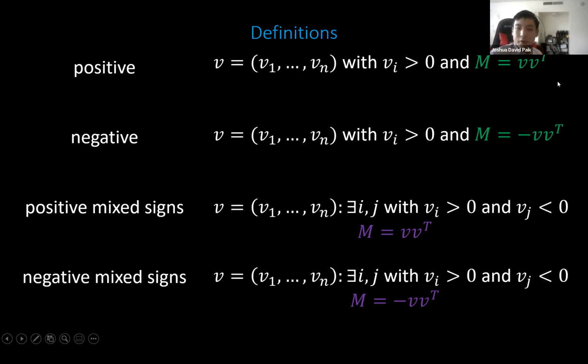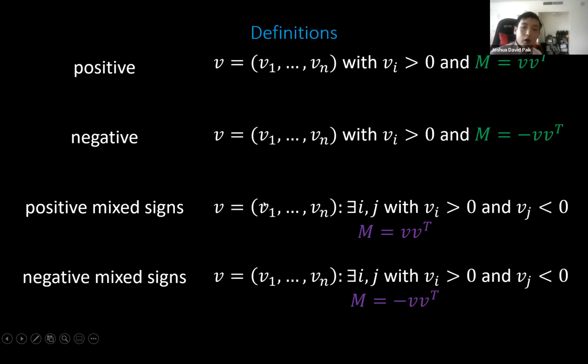V times V transpose. Again, the intended application is correlation matrices. These are symmetric, so that's why we're making it symmetric. We'll call it negative rank 1 if the generating vector is all positive and we generate M like this, minus V times V transpose. Then the other situation, of course, is when the generating vector V has entries that are both positive or negative. I really should have put a less than or equal there.